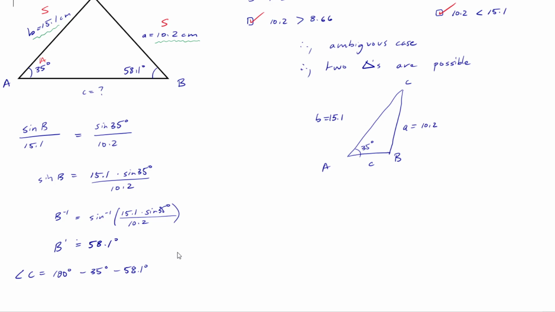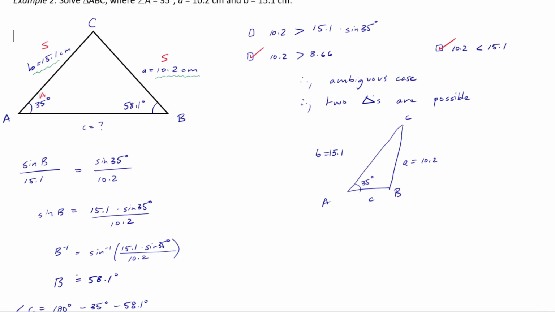And angle C there should be 86.9 degrees. Again, that's an approximate value because angle B is an approximate value. So that means this is 86.9.